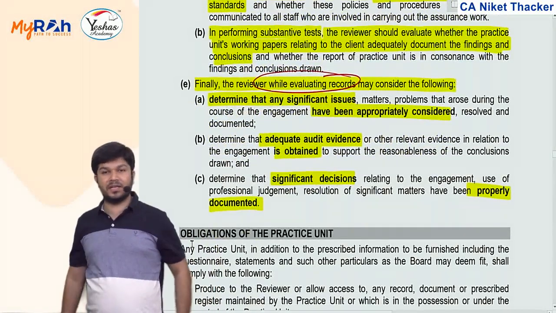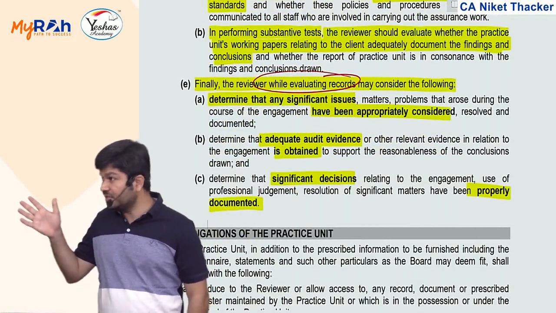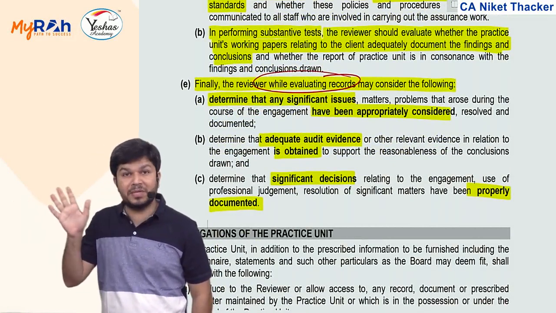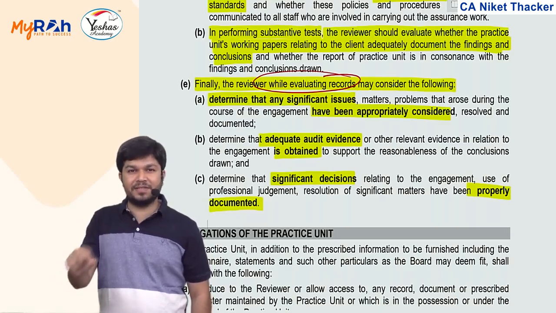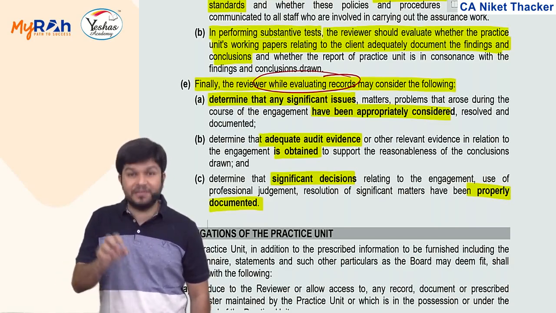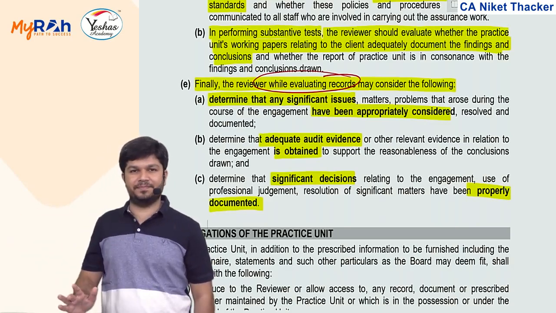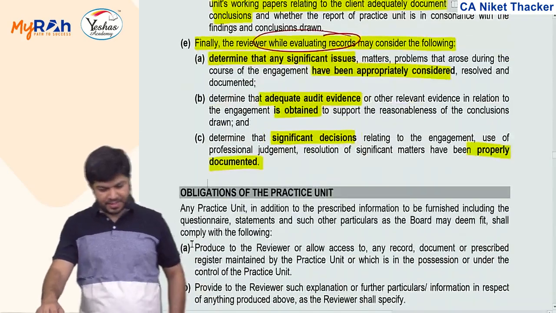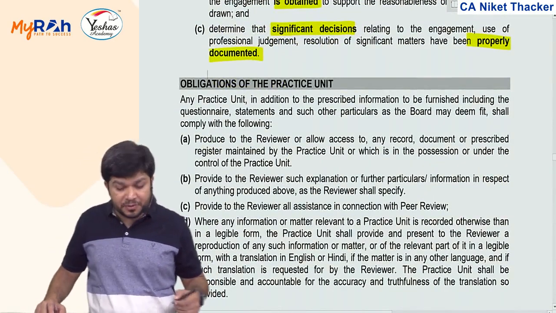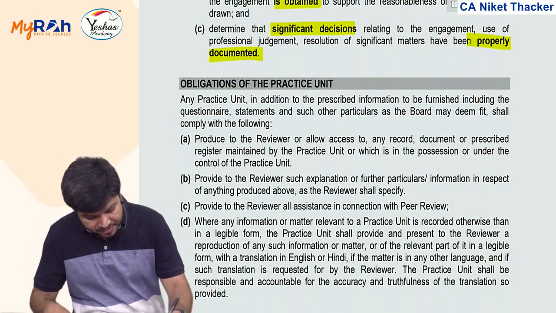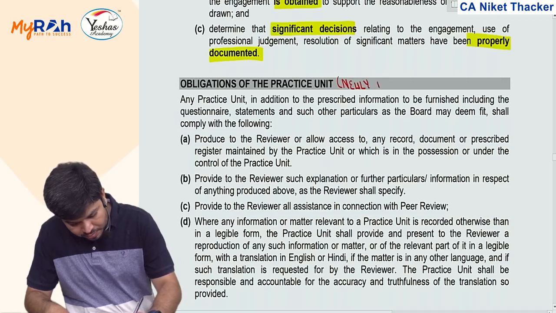While evaluating records, I'll also see all significant findings have been appropriately considered, adequate audit evidences have been obtained, and any significant decisions are there, they have been properly documented. Clear? Okay, next, obligation of PU. This is newly added. Earlier it was not given.